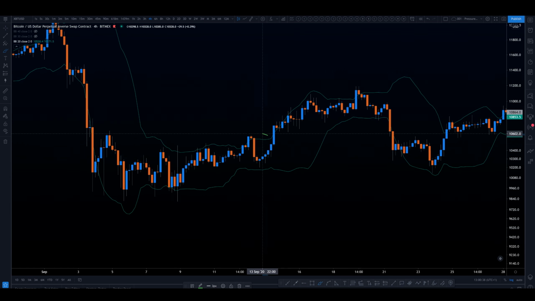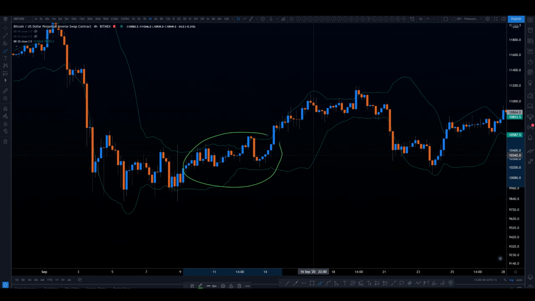We do have a very tight trading range, a pressure zone. We have this parabolic move out of this pressure zone, so we do have some follow-up bullish price action.